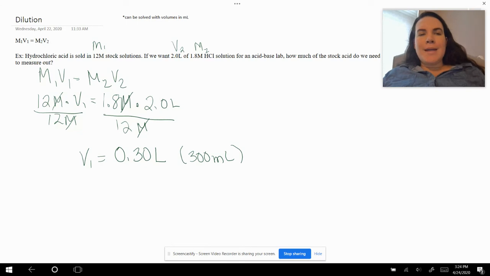So if you were making this solution, you would measure out 300 milliliters of this stock acid, which is the concentrated acid. You would put it into a container that has a marking for 2 liters and fill to the 2 liter mark with water to get the diluted solution. But your assignment is just going to be using this equation, the dilution formula. So that's it. That's the dilution formula.